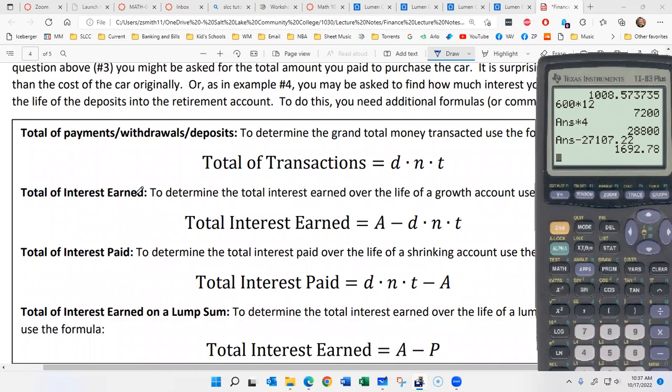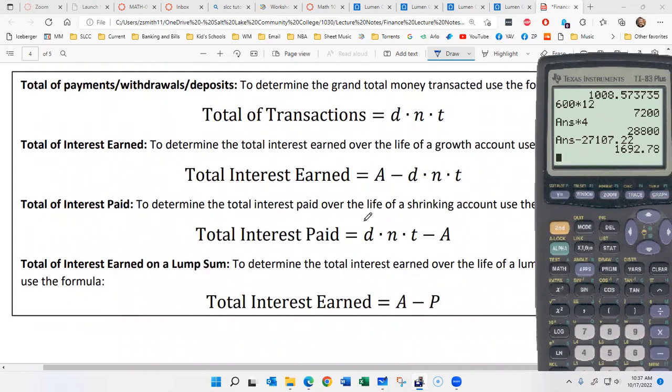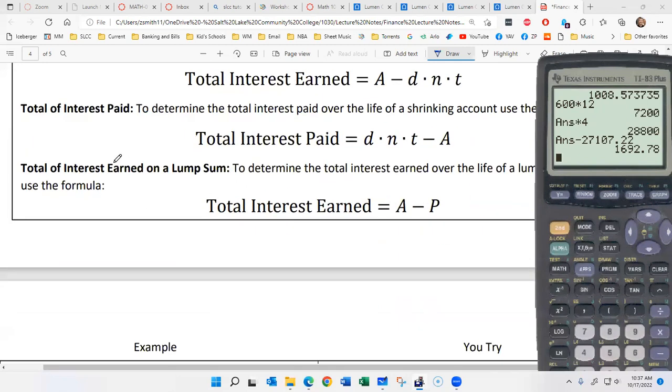If it's the total interest earned, the total interest earned will be how much is in the account at the end, A, minus how much we put into the account. Now, if we're earning interest, the larger value will be the final value, the A. Whereas if it's the total interest paid, then like in our car problem, the bigger number is how much we paid. The DNT is bigger, and then we subtract the smaller from the bigger. So this one is DNT minus A, where A is how much you borrowed from the bank originally. And then if it's just a lump sum, it's just the final value minus the initial value to get the interest.